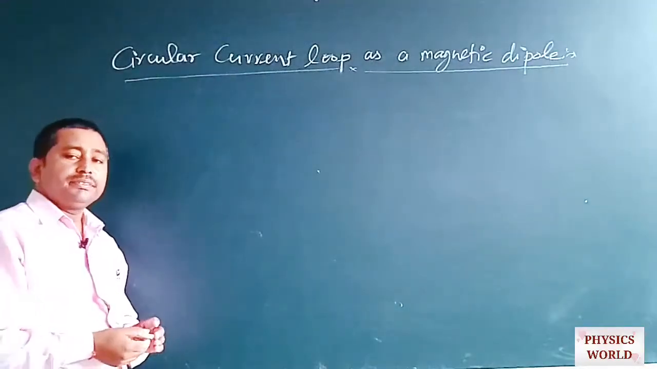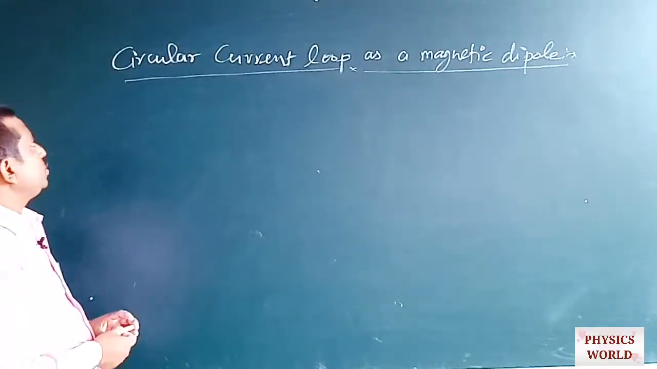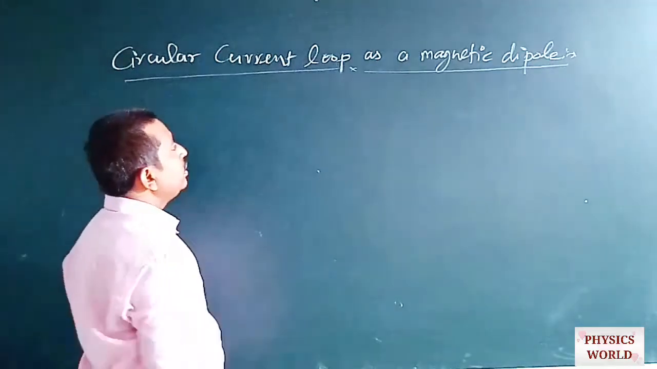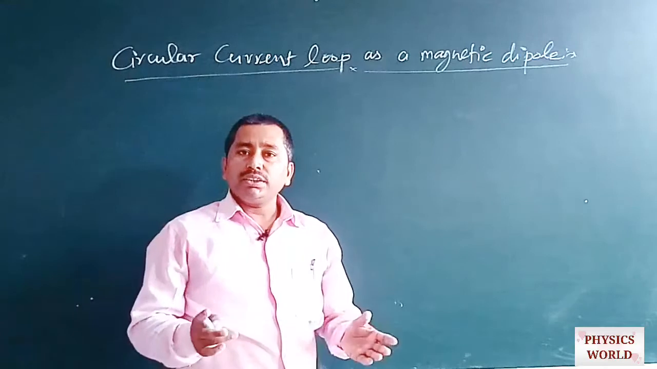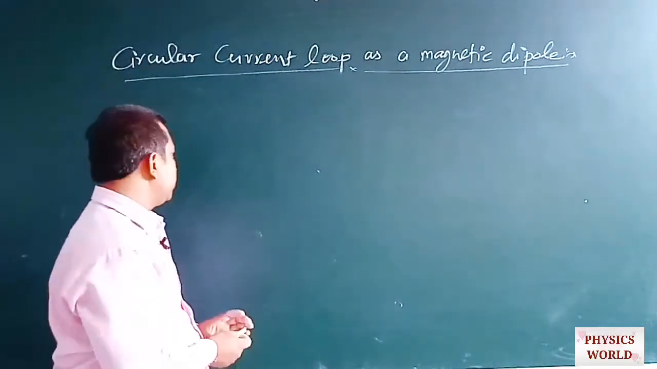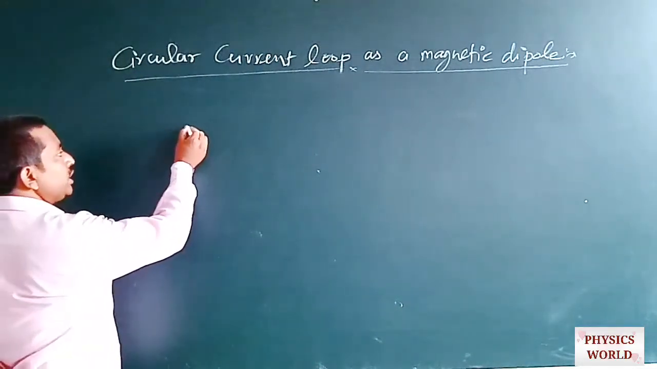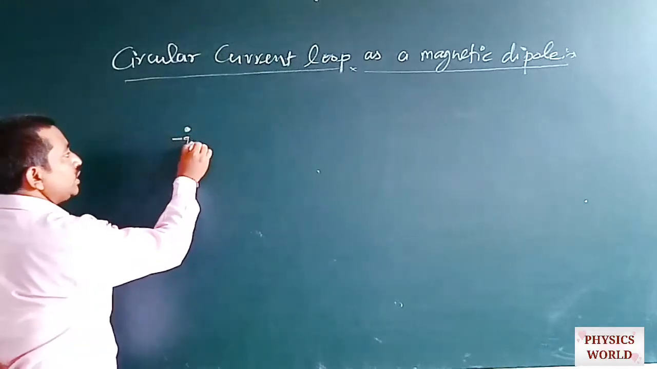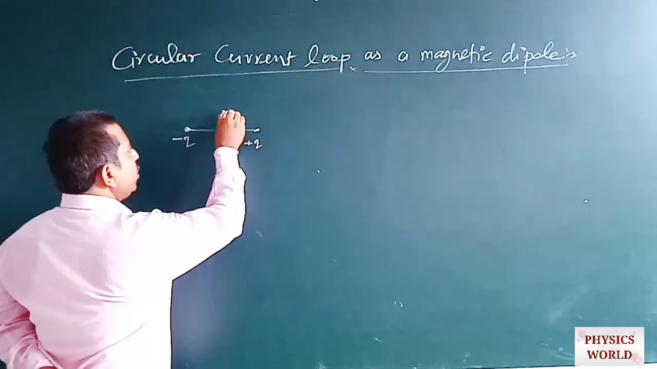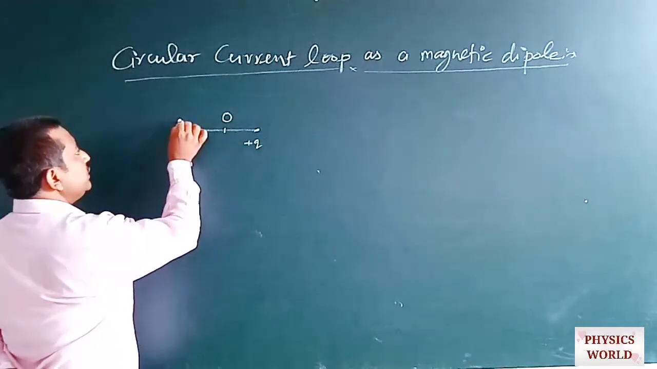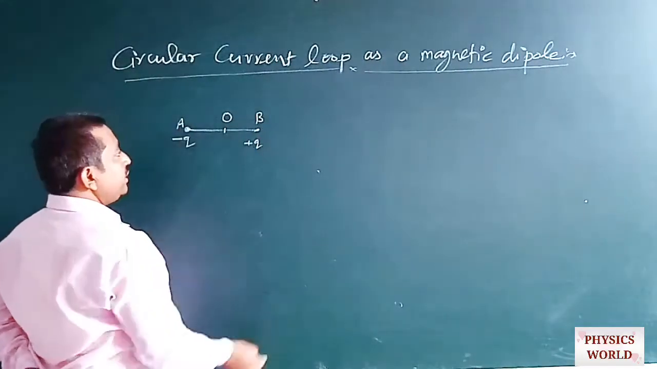Hello dear students, let us start our discussion about circular current loop as a magnetic dipole. As we already know about the electric dipole, suppose that we have an electric dipole of charge minus q and plus q, and the midpoint of this dipole is O, this one is A and this one is B.